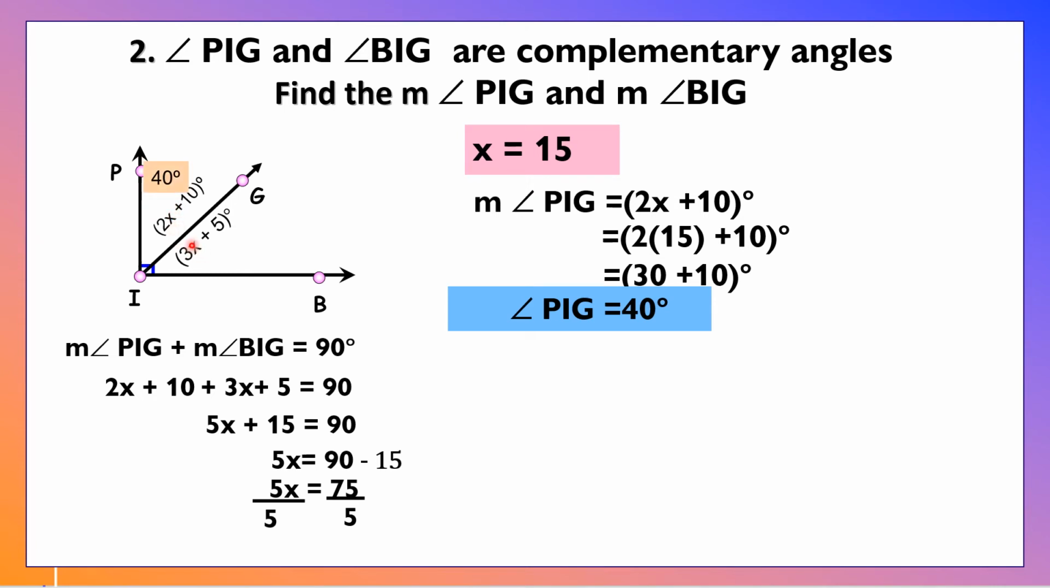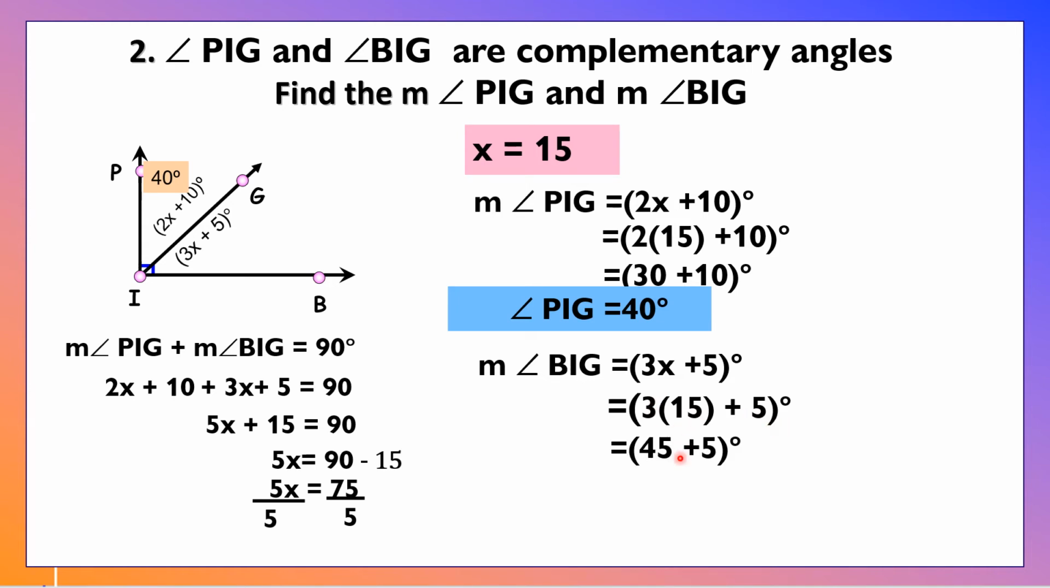Then, to determine the measure of angle BIG, pwedeng 90 degrees minus 40 degrees na. So, makukuha mo dito ay 50 degrees. Or, you can use the 3x plus 5. So, substitute the value of x into 15. So, 3 times 15 plus 5. So, 3 times 15 is 45 plus 5. So, that is 50 degrees. So, the measure of the angle BIG is 50.